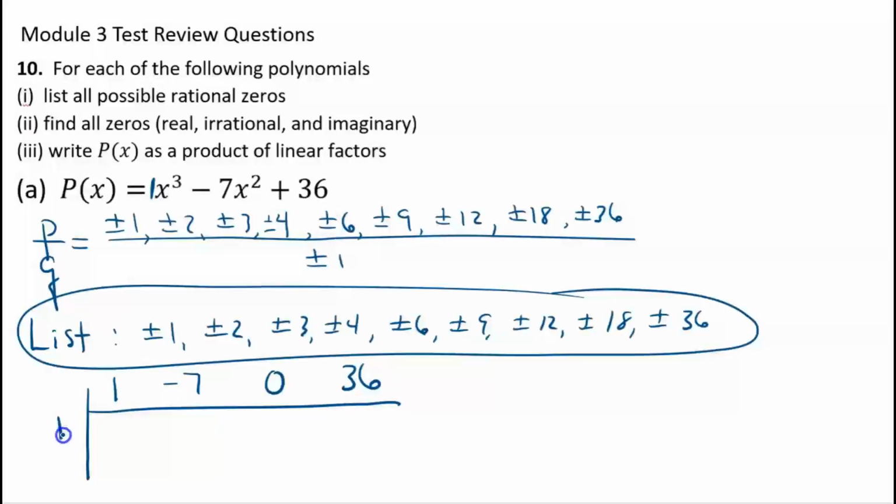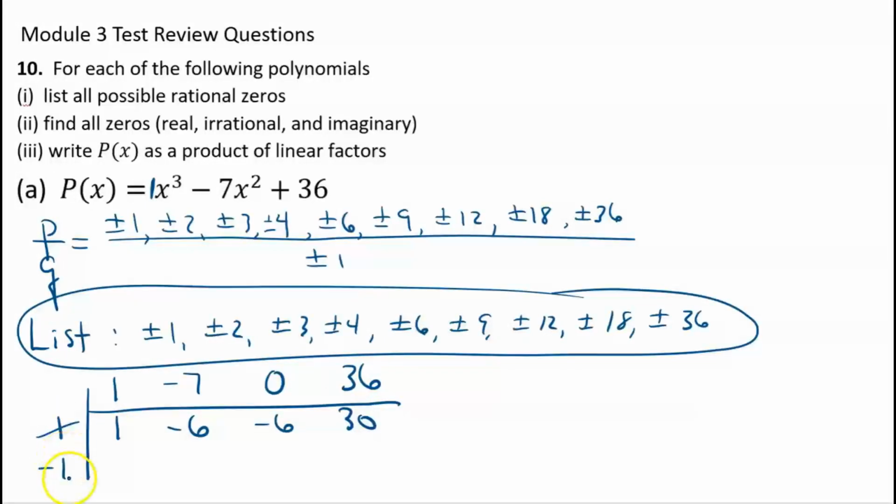Y'all, I'm just going to start with number 1 on this list and just see if I can find a 0. So I'm going to talk you through all of it. The 1 comes straight down. 1 times 1 is 1, plus negative 7 is negative 6. 1 times negative 6 is negative 6, plus 0 is negative 6. 1 times negative 6 is negative 6, plus 36 is not 0, so 1's off the list.